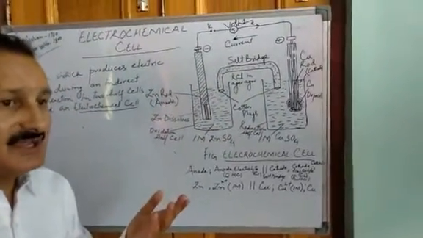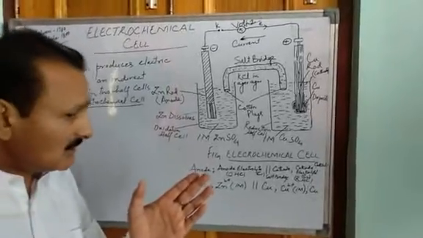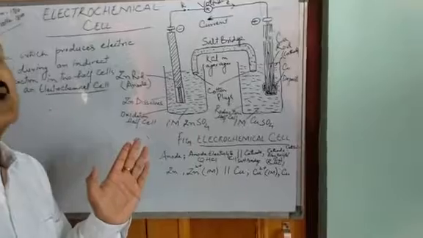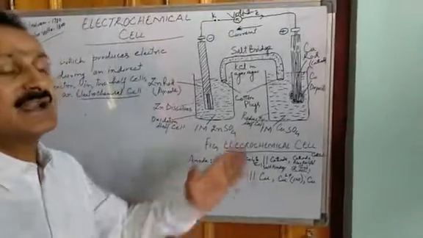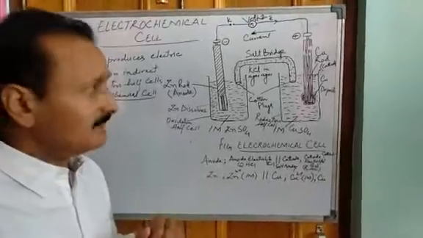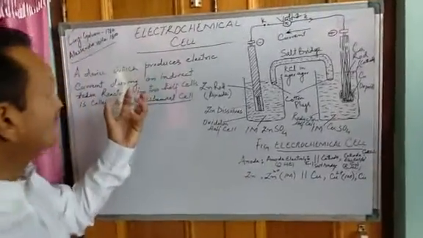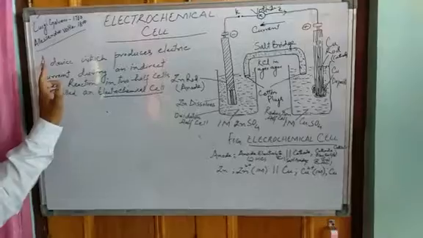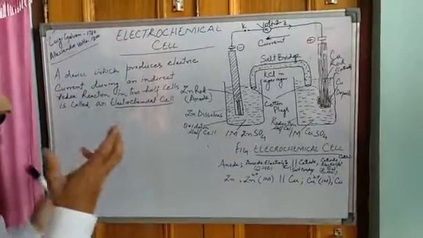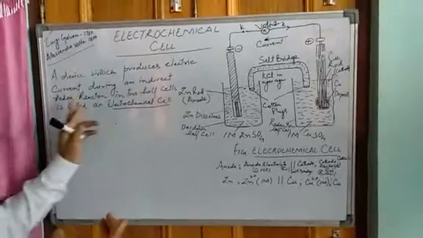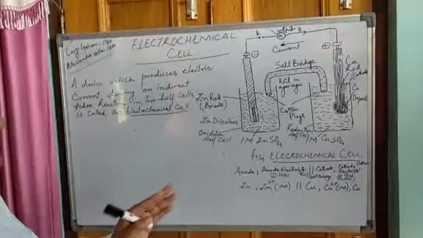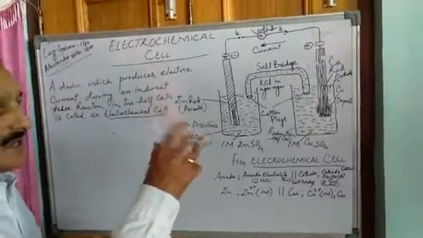Indirect redox reaction means that oxidation takes place in one container and reduction takes place in another container, though those two containers are connected. They are interconnected in the outer circuit as well as in the inner circuit. So, in simple words, your electrochemical cell is a device which produces electric current during an indirect redox reaction in two half cells. That means your electrochemical cell has two half cells.